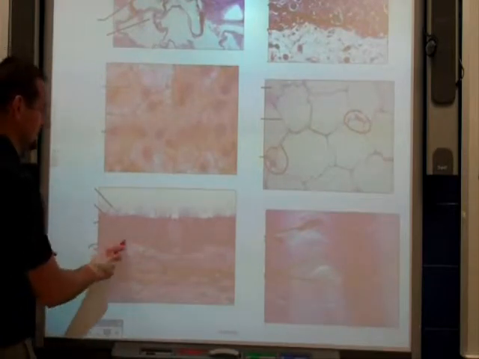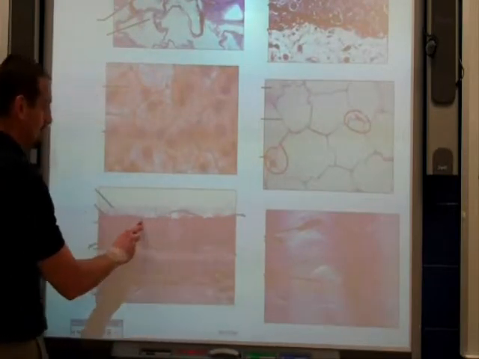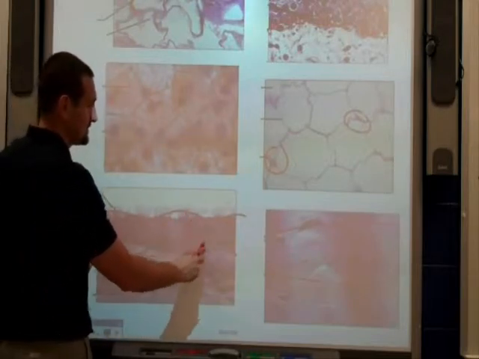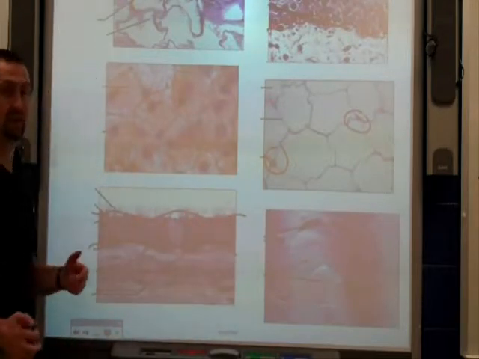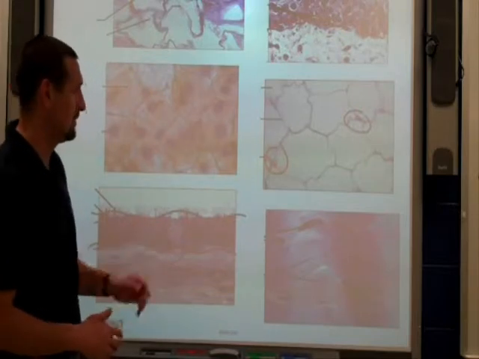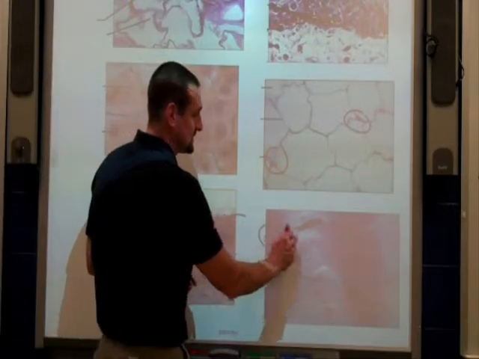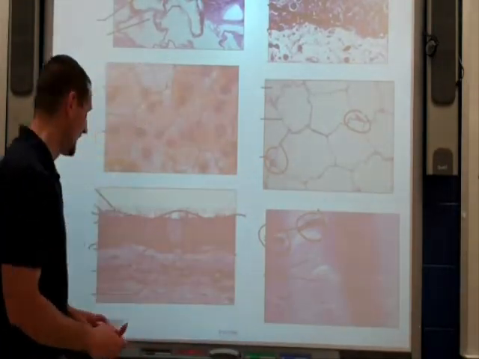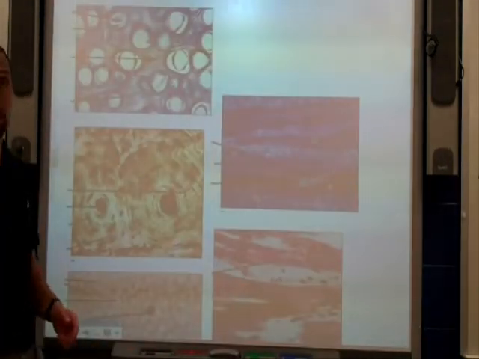Here again are some cells that are covering and lining. In this case, notice they're kind of column-shaped cells. So in that case, columnar, simple columnar. These cells here aren't touching. There's matrix in between. So again, connective tissue proper.